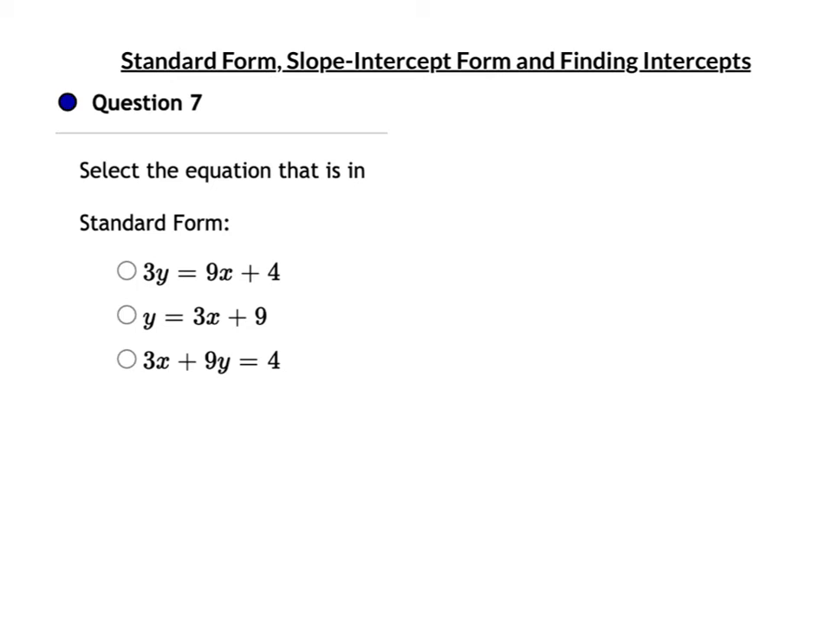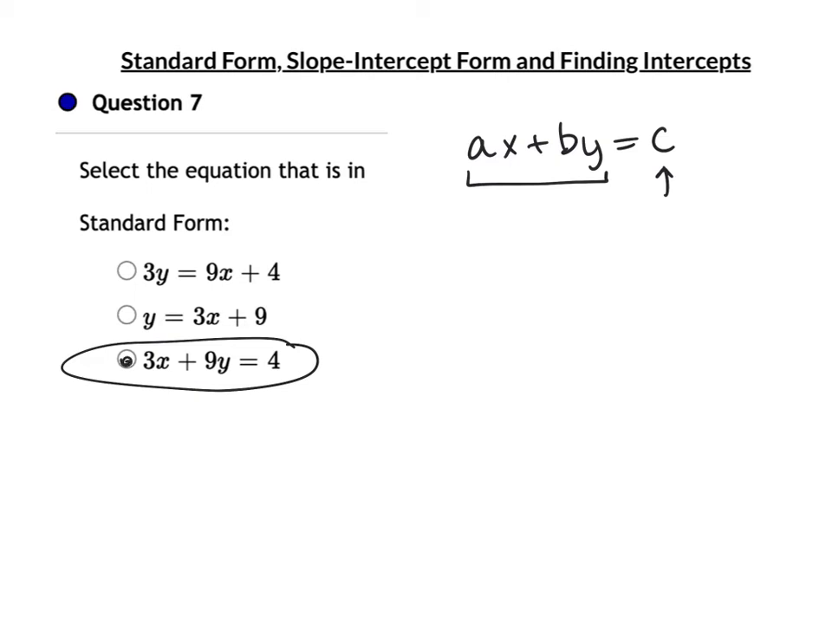Question 7. This is a quick one. Select the equation that is in standard form. We're looking for ax plus by equals c. No fractions. X in front and positive normally. Variables on one side, the constant, the number, on the other. Which one's in standard form? It is the last one.